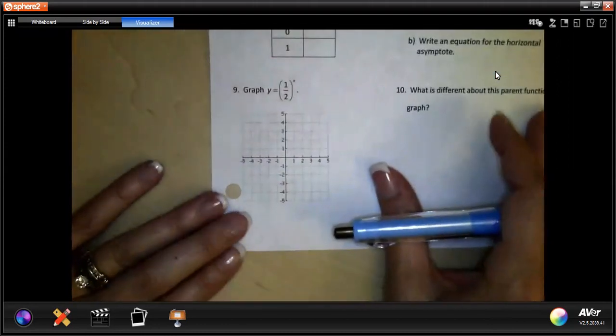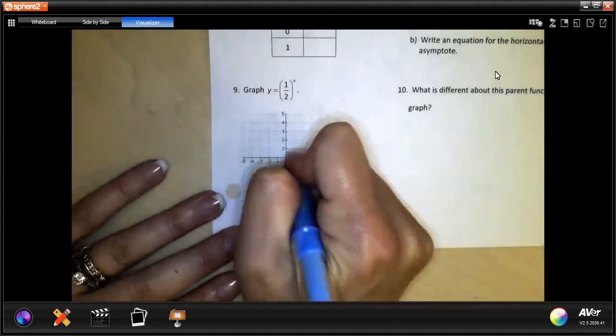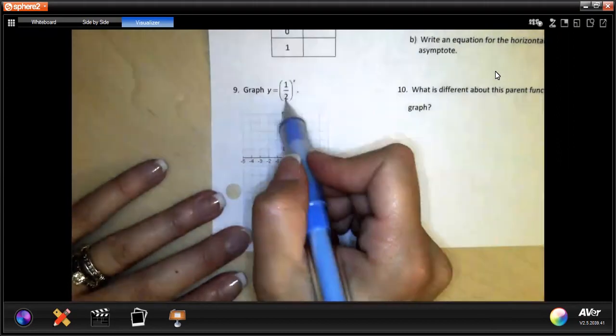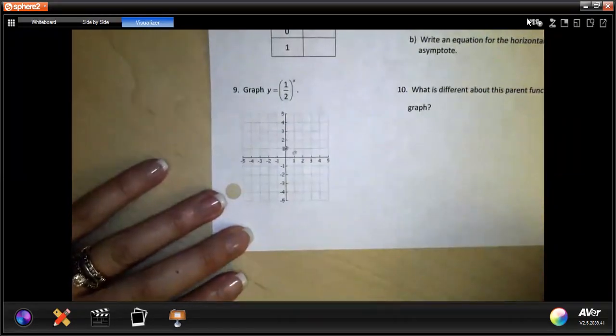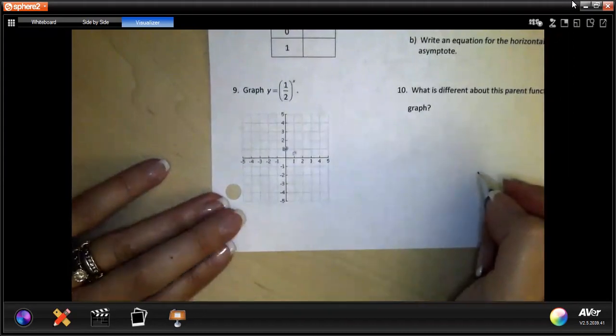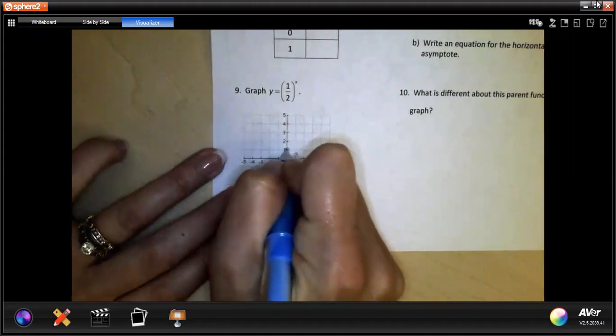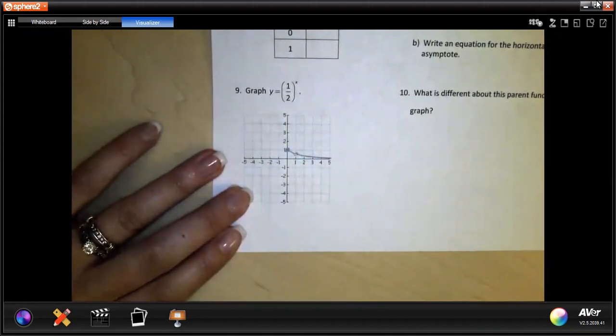I do want to talk about one of the decay parent functions. So here we have y equals 1/2 to the x power. We said all of them go through the point 0, 1. And then the base here is 1/2, so we would have the point 1 and 1/2. Again, our horizontal asymptote is the x-axis, so it's going to move towards that. So we get something that looks like this on the right-hand side.